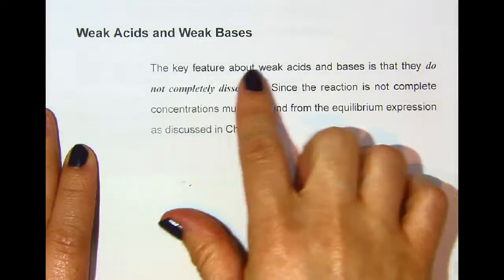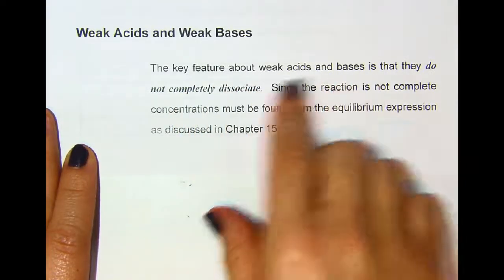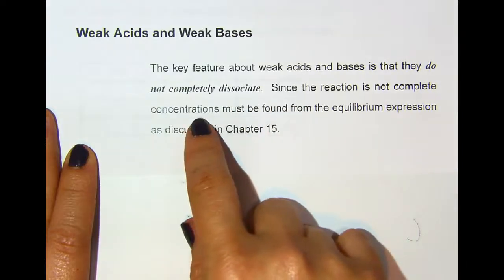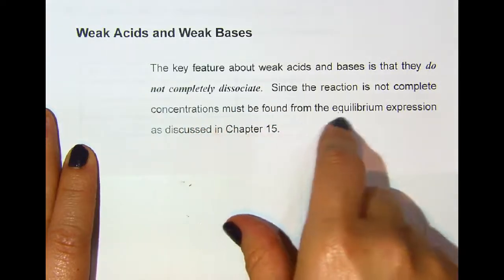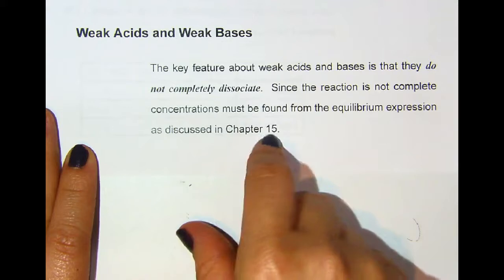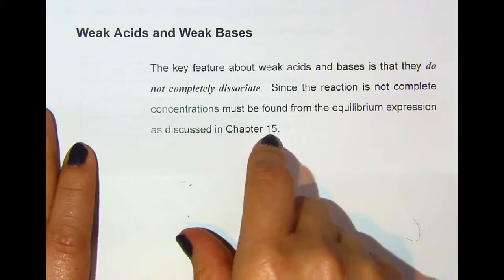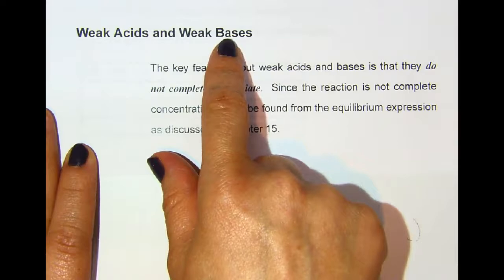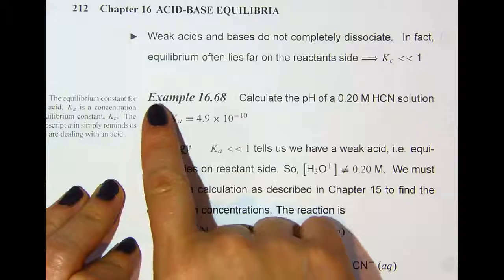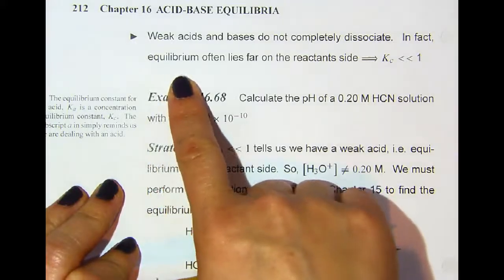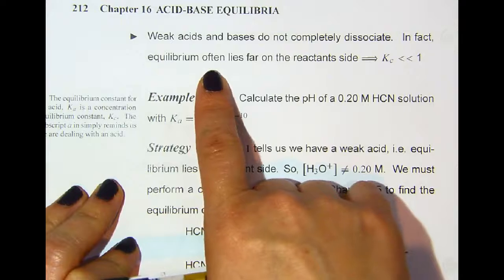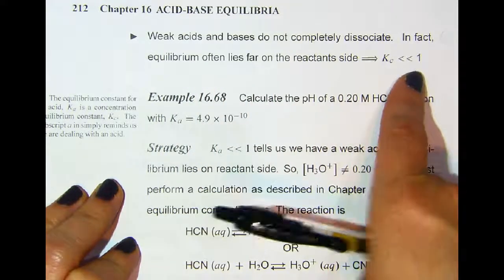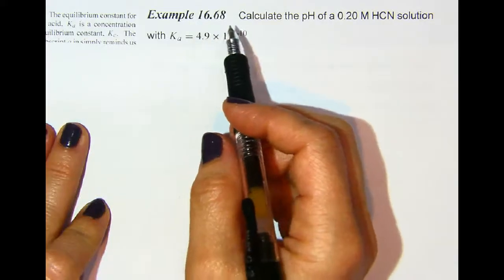The key feature about weak acids and bases is that they do not completely dissociate. Since the reaction is not complete, concentrations must be found from the equilibrium expression as discussed in chapter 15. So if you want the pH of a weak acid or pOH of a weak base, you're going to have to do an ICE table first. Weak acids and bases do not completely dissociate. In fact, equilibrium often lies far on the reactant side, and so you have a K value that is much less than 1. Example 16.68.